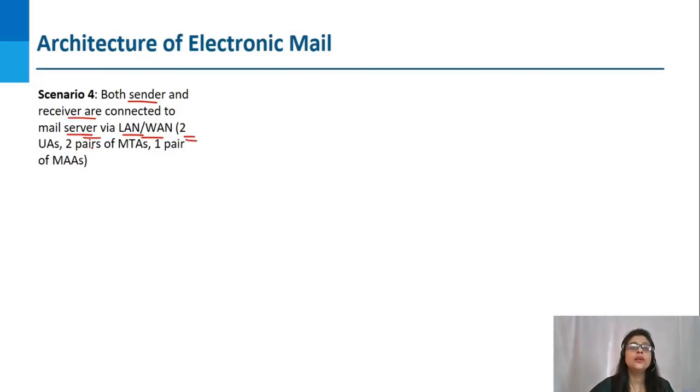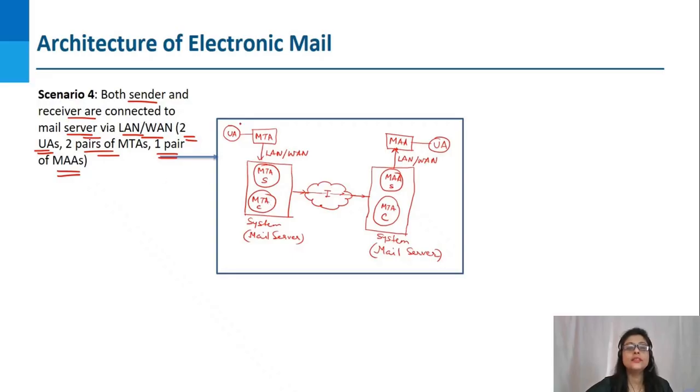So here we will need 2 UAs, 2 pairs of MTAs and 1 pair of MAAs or message access agents. So here we can see that as usual we have the UA. It is connected to the MTA. The MTA then goes via the LAN and the WAN. It goes to the MTA of the system server. From there, it goes to the MTA of the system client. It goes via the internet to the mail server of the other side. This is side B, this is side A.